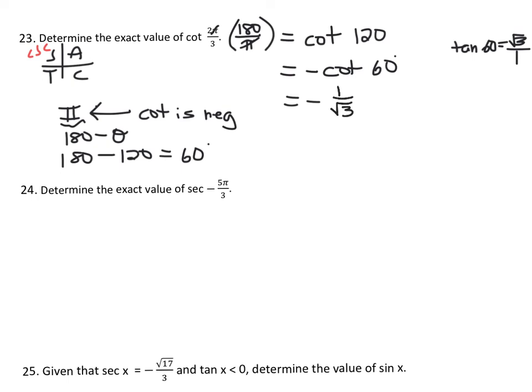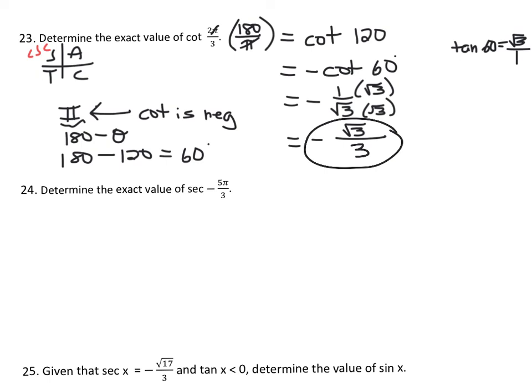And then we just want to rationalize the denominator. We want to get rid of the radical in the denominator of the fraction. To do that, I'm going to multiply the top and the bottom by radical 3. So it leaves me with negative, and then 1 times radical 3 is just radical 3. On the bottom, radical 3 times radical 3 is just 3. So it leaves us with negative radical 3 over 3.